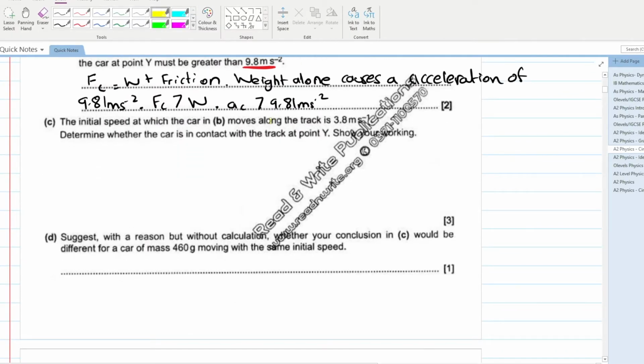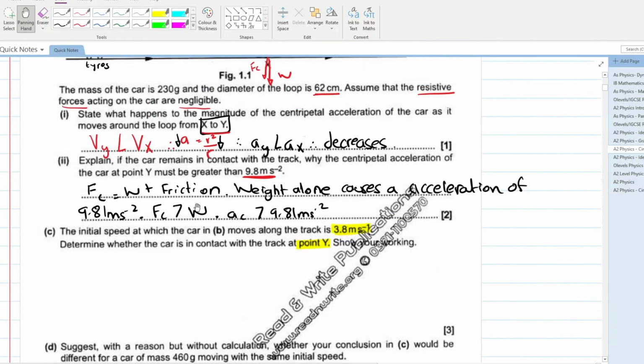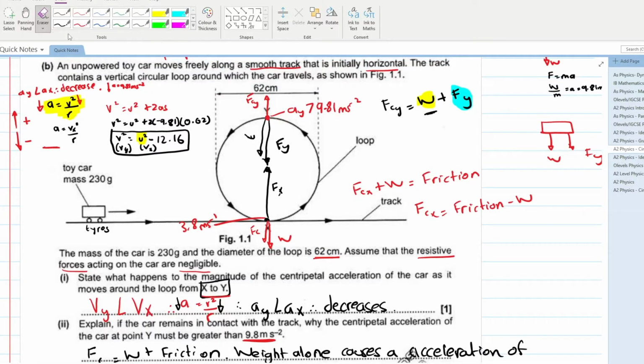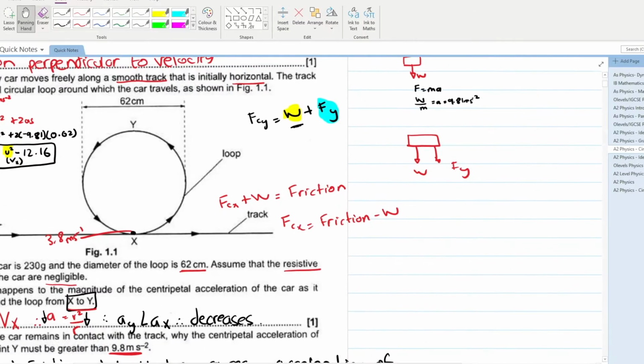The initial speed of the car which moves along the track is 3.8 ms-1. Determine whether the car is in contact with the track at point y. Show your working. Okay, the initial speed, that is the speed at this point, is 3.8 ms-1. We have to calculate the speed at point y. Basically we have to do the part 1 working again. So let me erase this. I hope you have taken a screenshot of the previous part. One second, I will have to erase this as well.